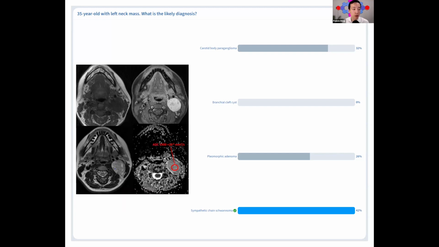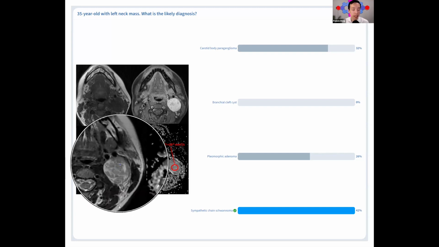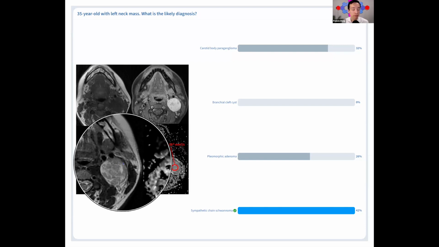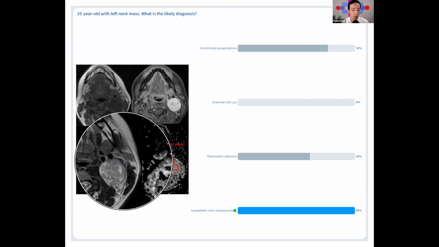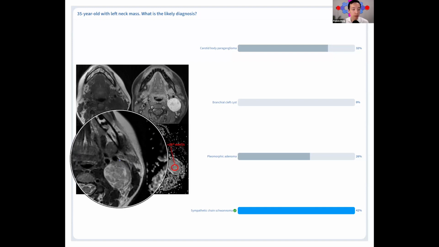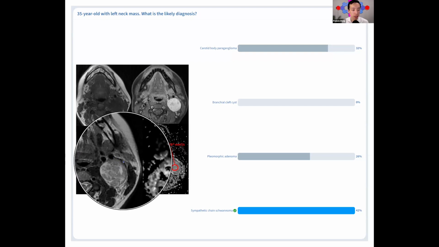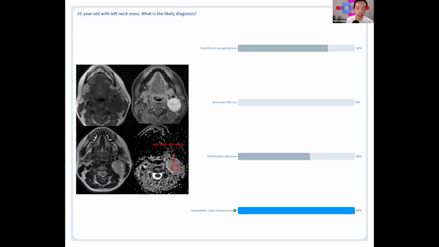In the differential would be a vagal schwannoma, and it gets a little bit more complicated as to how to distinguish that from a sympathetic chain schwannoma. I didn't offer that as a distractor, but basically a sympathetic chain schwannoma would anteriorly displace the jugular as well, whereas a vagal schwannoma would splay apart the ICA and the jugular vein. The high ADC also supports a schwannoma, as a schwannoma tends to have very high ADC. Another feature that would support schwannoma over paraganglioma is that we don't see flow voids within this mass that you would see in a paraganglioma.